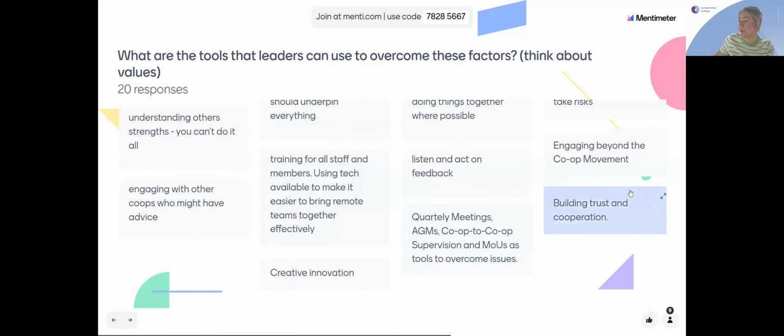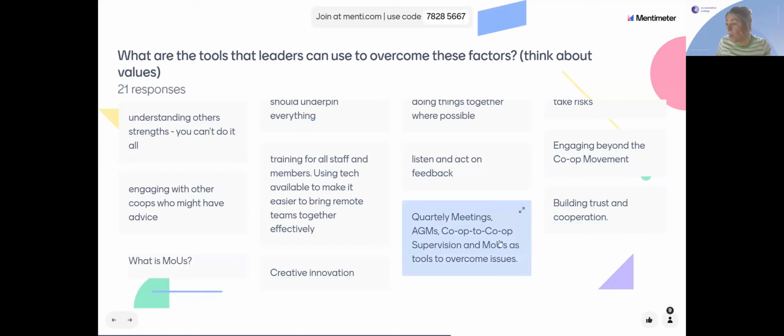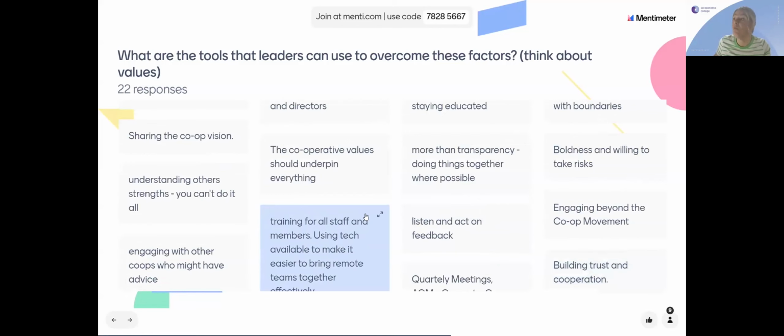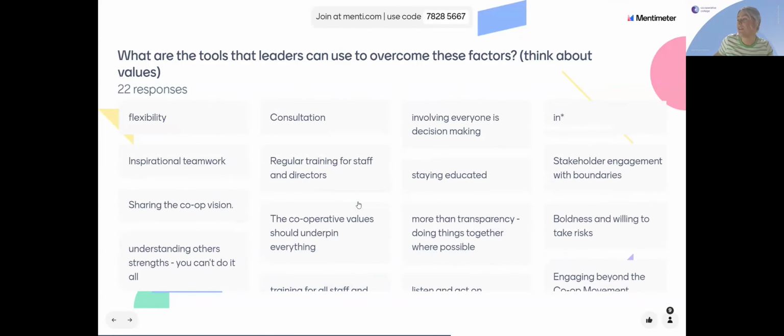So lots of good answers on here. Innovation, super important, isn't it? Especially with advancements in technology, like Amanda mentioned before. Having your meetings, the AGMs, co-op to co-op supervision, all different tools to overcome the issues that we might face as cooperatives.